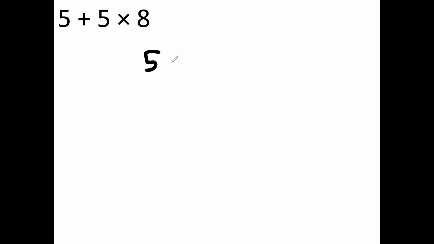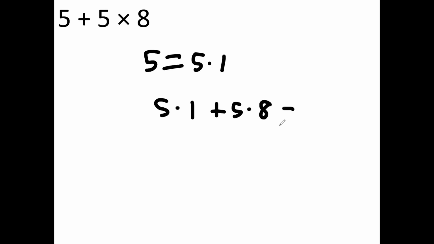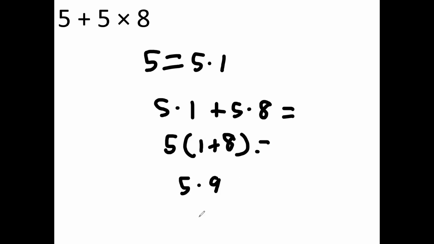So 5 is equal to 5 times 1 yet again, and 5 times 1 plus 5 times 8 is equal to 5 times (1 plus 8) when we take things common, and 5 times 9, which is equal to that same thing. And 5 times 9 is 45.